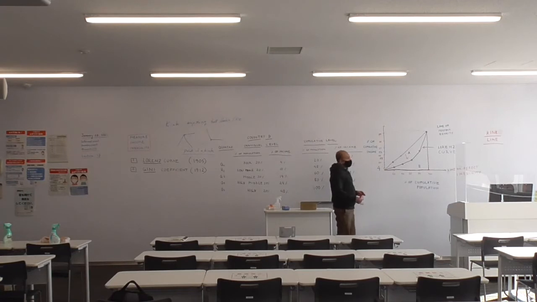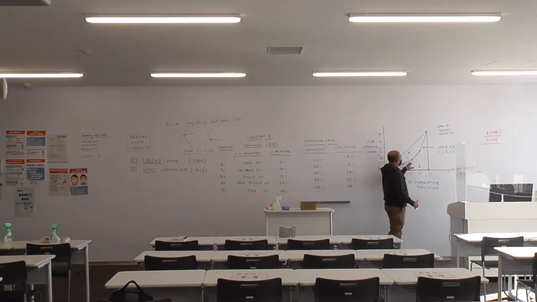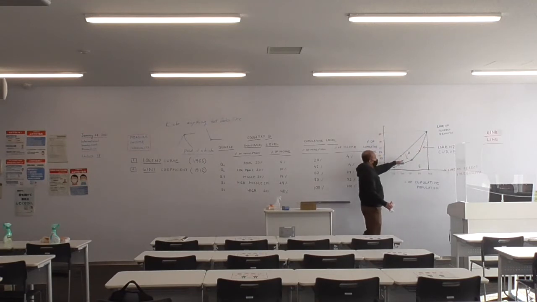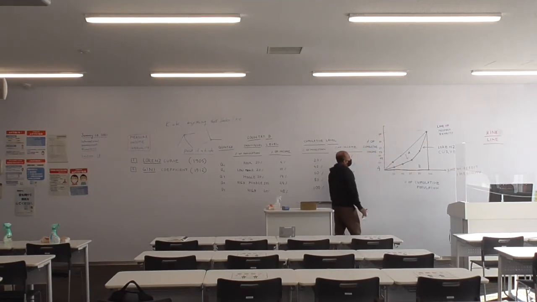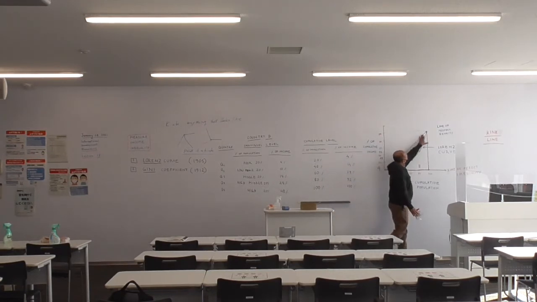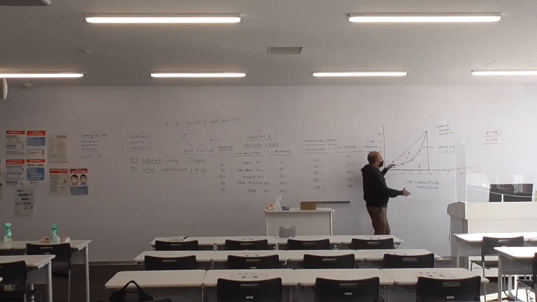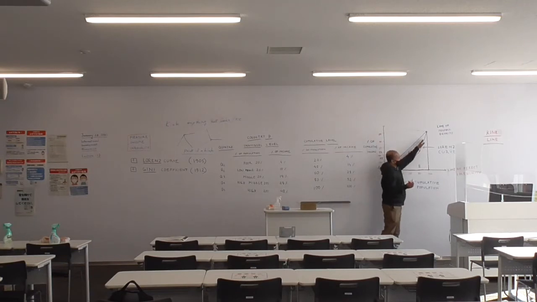So for a more realistic figure, we draw this Lorentz curve for country B. It looks like this black line, and this is called the Lorentz curve. Now, if you see the figure, this triangle is showing the distribution of one country, and your country has this kind of Lorentz curve.